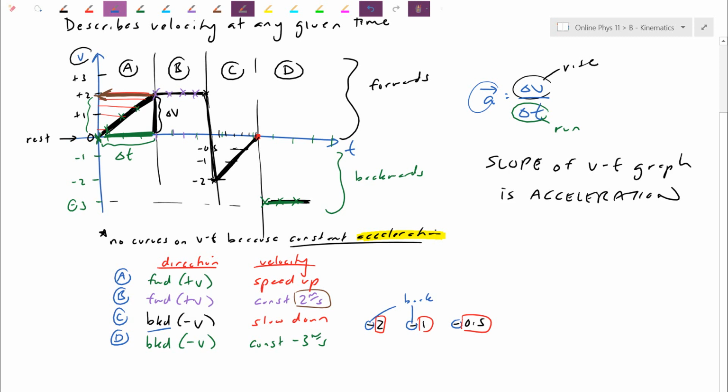So if it takes me, let's say, 1 second of time to speed up by 1 meter per second, it needs to take me that same 1 second of time to speed up to 2 meters per second. The slant can't change because the slant is actually given by the acceleration.